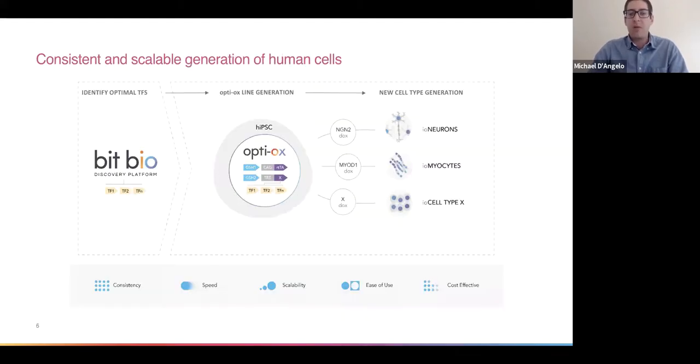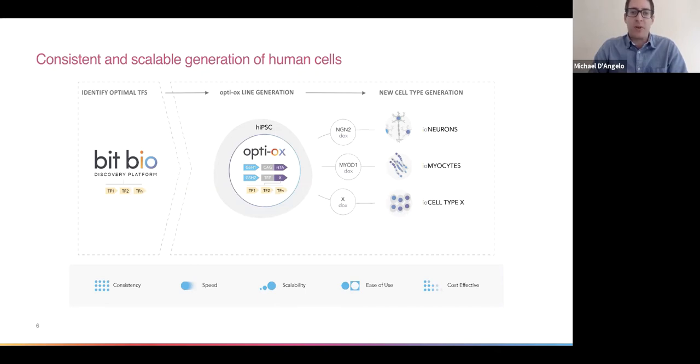So at BitBio, we have two pillars on which we're based. In order to reprogram cells, we need to identify the optimal transcription factor code that can reprogram cells from the pluripotent state into the mature cell type of interest. And to do that, we've built our BitBio discovery platform. This is a platform that allows high throughput experimentation coupled with machine learning to determine the optimal transcription factor code of interest that we can then use to program a mature human cell type of interest.